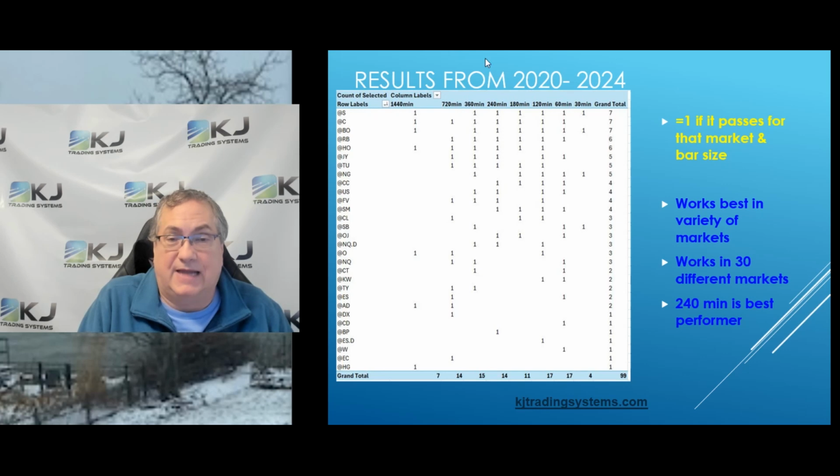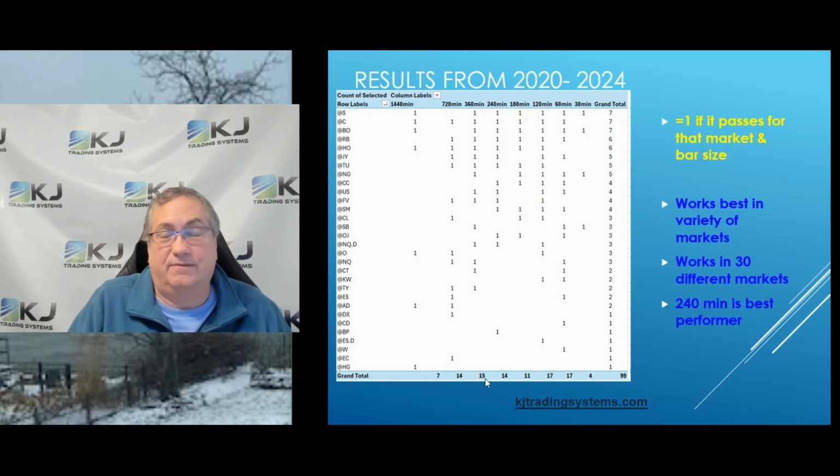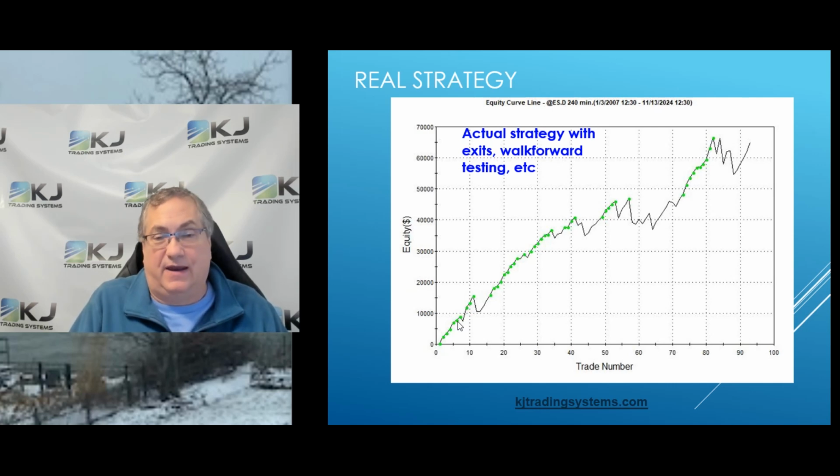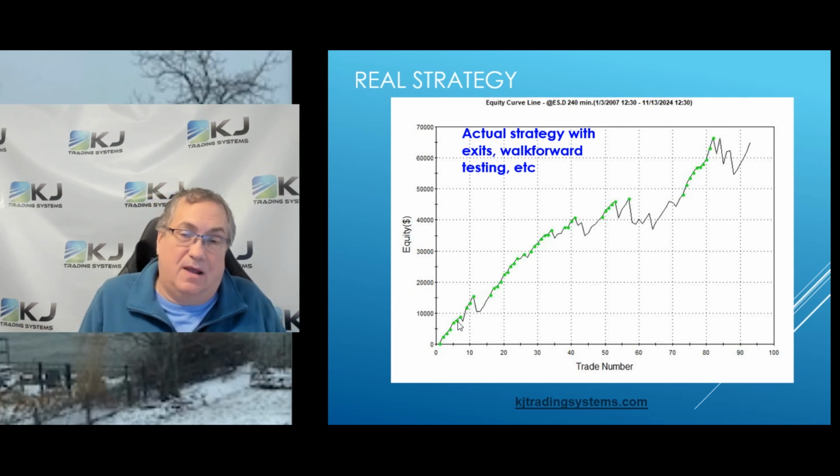Most of them tend to be right in this middle. If you look at 30-minute bars, it doesn't work many times, and there's definitely a reason for that. All right, so here's a strategy I actually took with that entry rule and put some exits with it, and did my walk forward testing. This is what it looked like. Not bad.